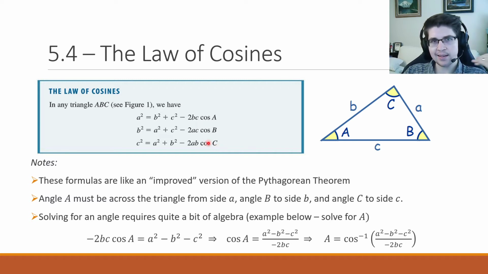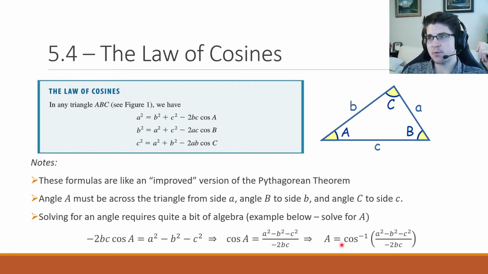So basically, if it were a right triangle, cosine of 90 is equal to 0, and that would make this entire term 0. So what we'd be left with is c squared is equal to a squared plus b squared. So notice it really is the Pythagorean theorem. It's just better because it adjusts the formula for what if that angle is not right?